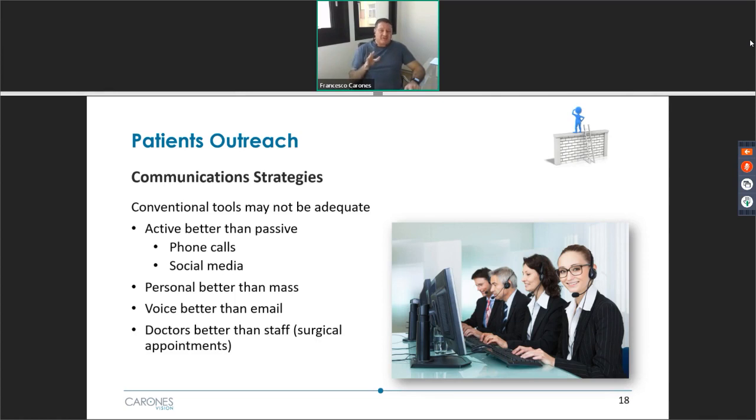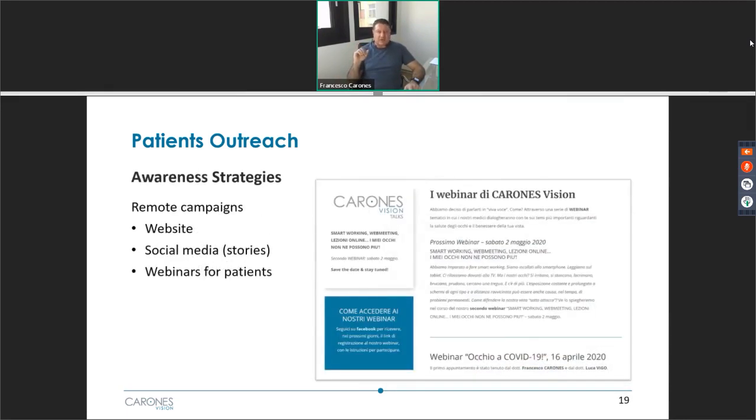For instance, we started having the doctors call the patients to confirm their surgery schedules or appointments, because we understood that a patient who is scared about coming to the medical practice and maybe having surgery in an unsafe environment is much more reassured by the doctor than by a staff member, a specialist for this specific action.